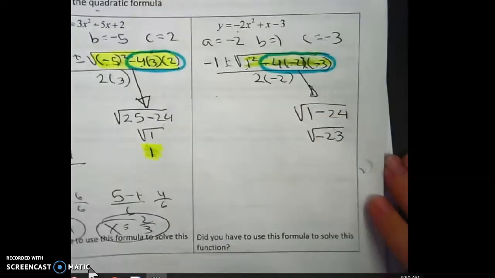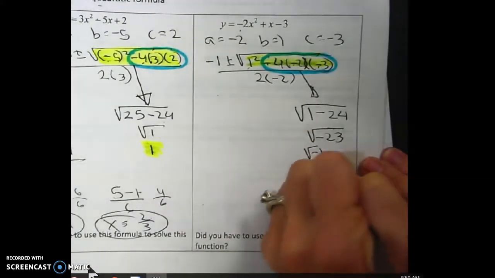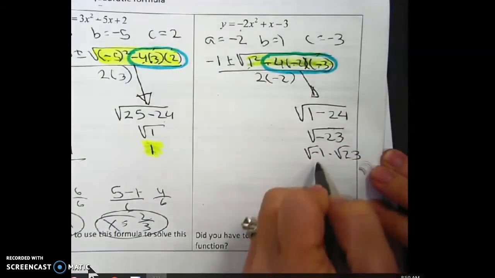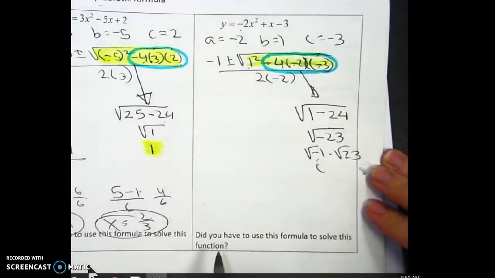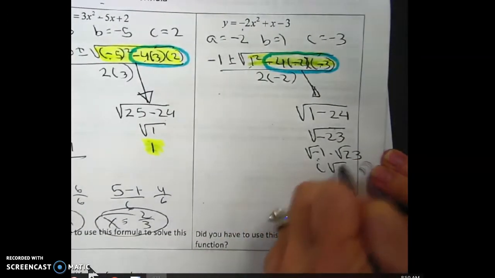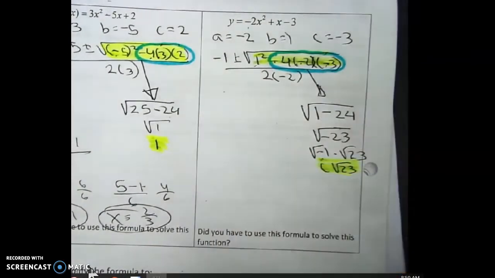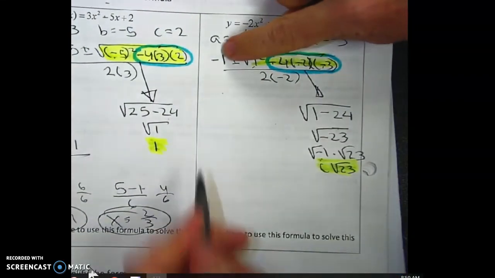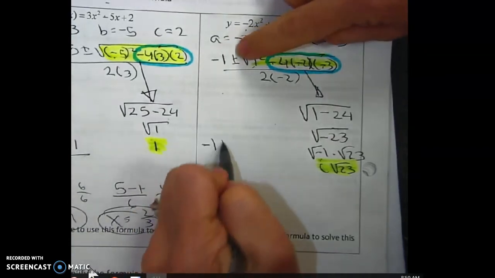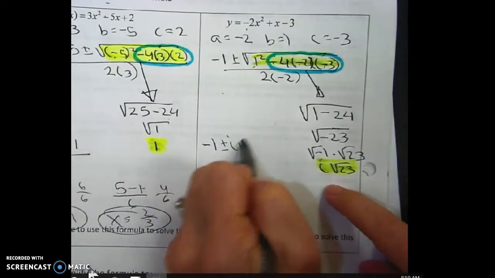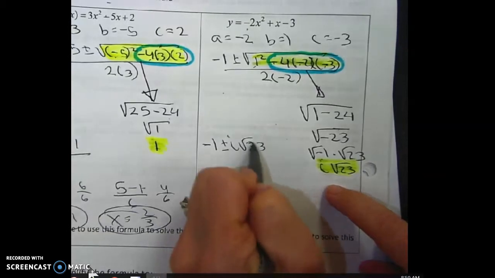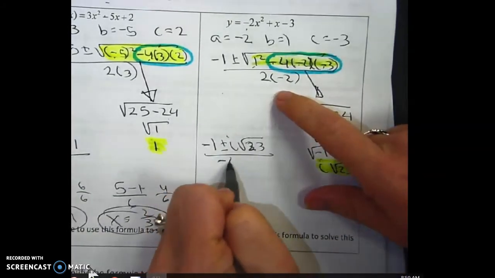Can I simplify that? Yes, I can. It's the square root of negative 1 times the square root of 23. The square root of negative 1 is i, and 23 is prime. So it's i rad 23. Okay. Now I'm going to bring this down. Negative 1 plus or minus i rad 23 over negative 4.